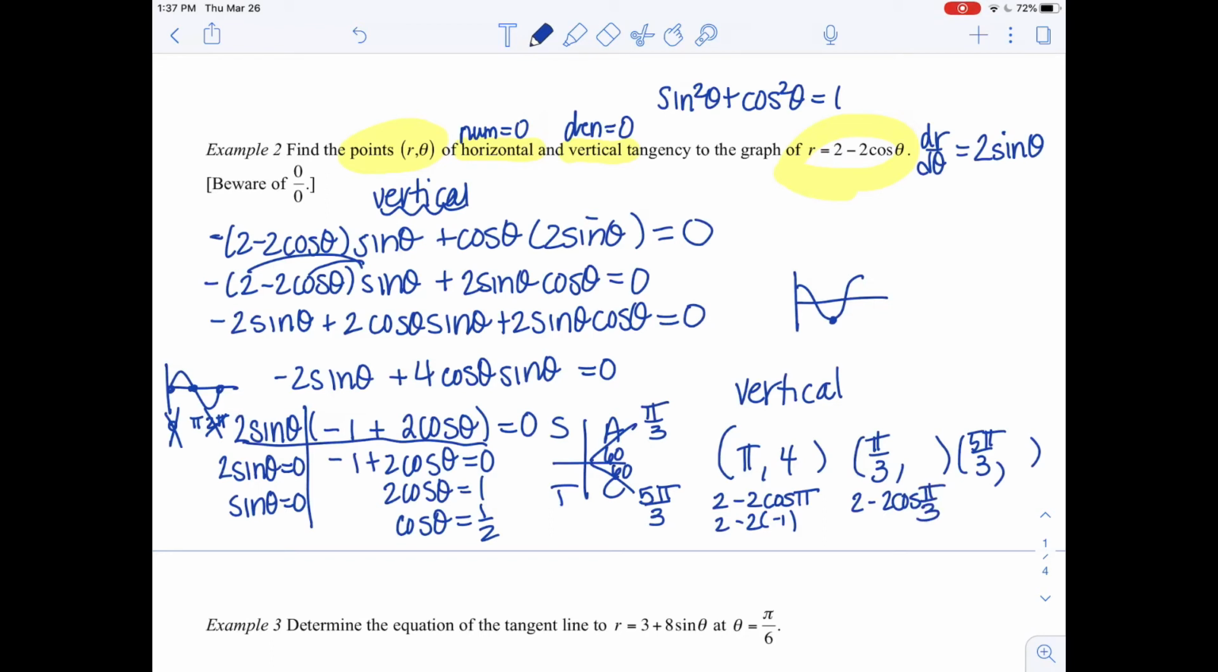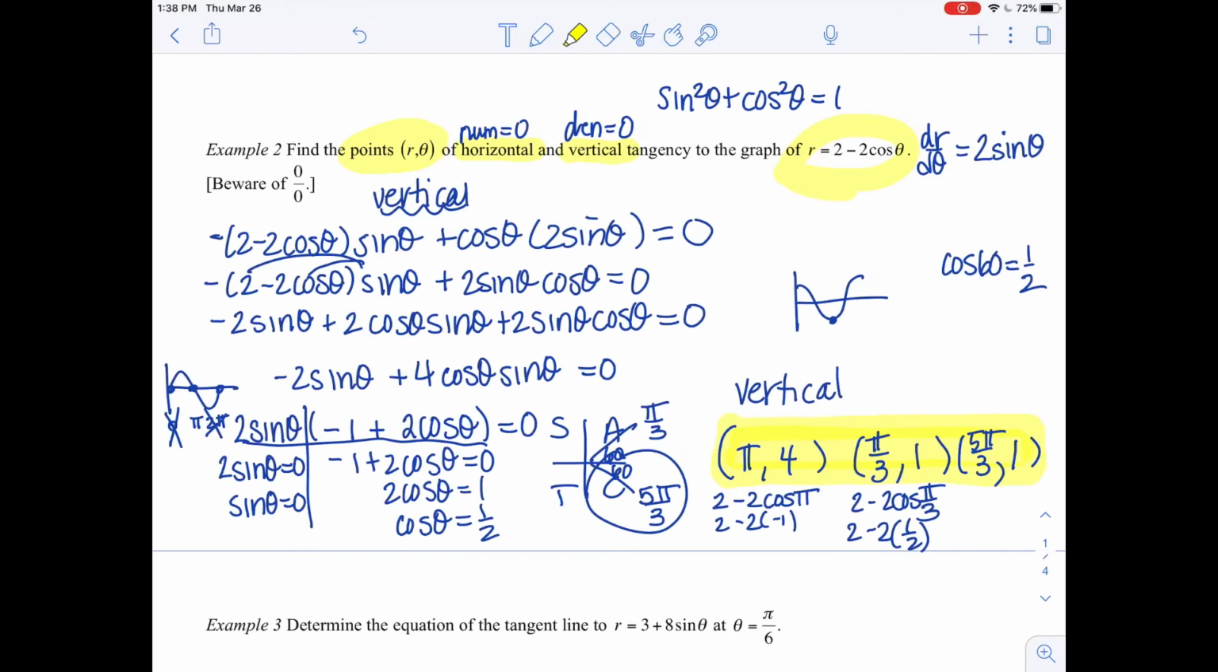If you want to do the one at pi over 3, this one involves a little bit of special right triangles. So 2 minus 2 cosine of pi over 3. Well, cosine of pi over 3 is really cosine of 60. As we had just seen, cosine of 60 was 1/2. So 2 minus 2 times 1/2 comes out to be 2 minus 1, which is 1. And then finally the last one, when you plug in 5 pi over 3, that's a cosine value in the fourth quadrant, so that still comes out to be a positive 1/2. Okay, so this is 1/2 of the solutions here.